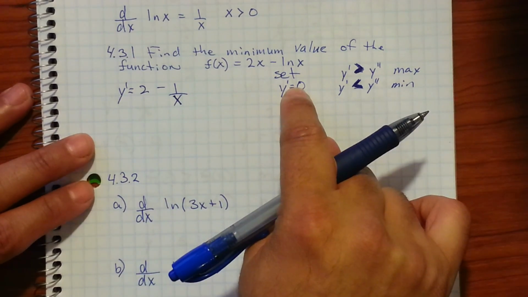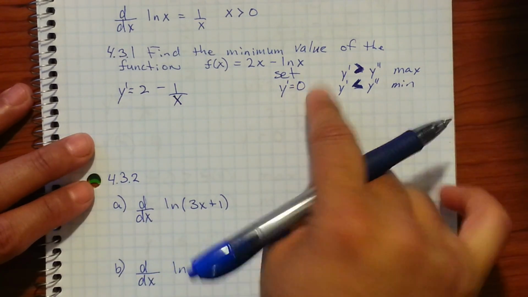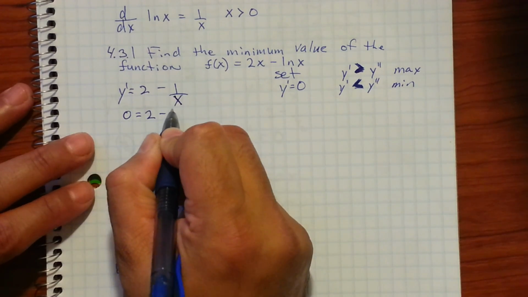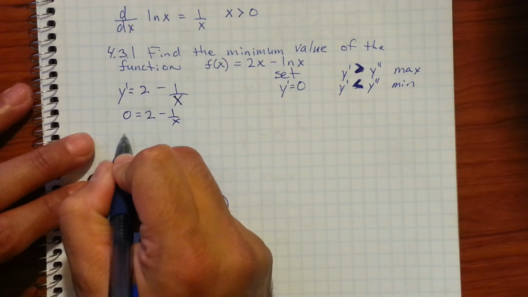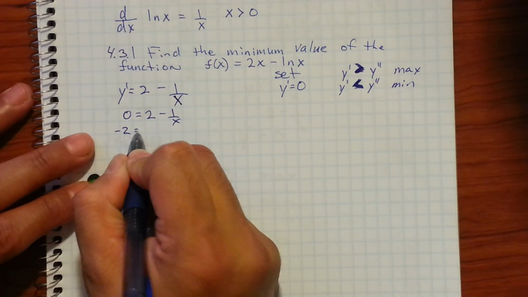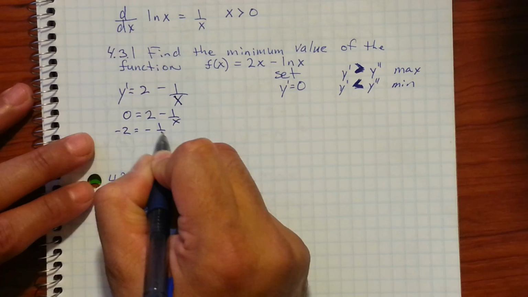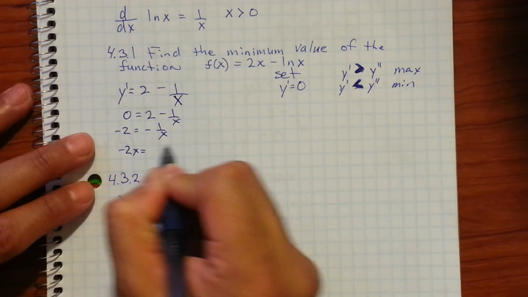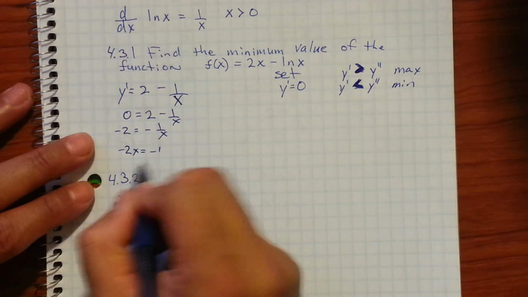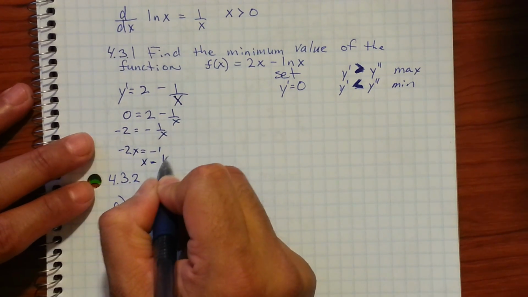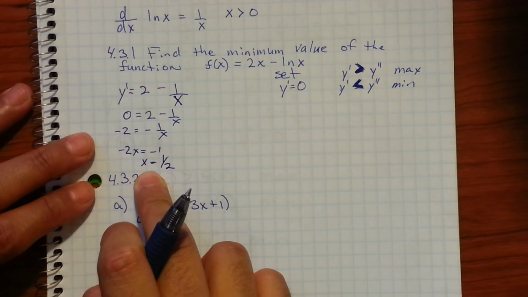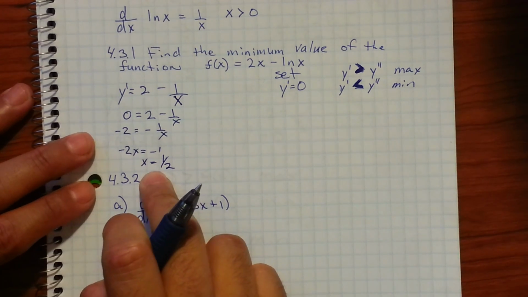Right here, it says set my first derivative equal to 0, so I get 0 equals 2 minus 1 over x. Subtract 2, I get -2 equals -1 over x. Multiply both sides by x, I get -2x equals -1. Therefore, x is equal to positive 1/2. This is going to be the x value at my critical point.